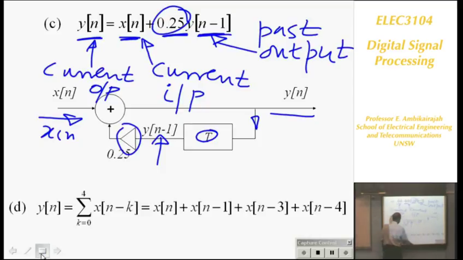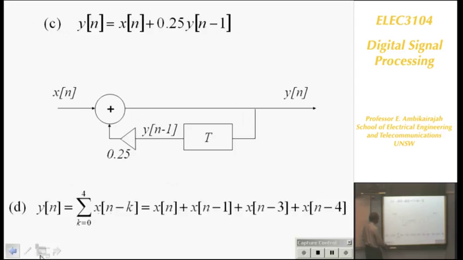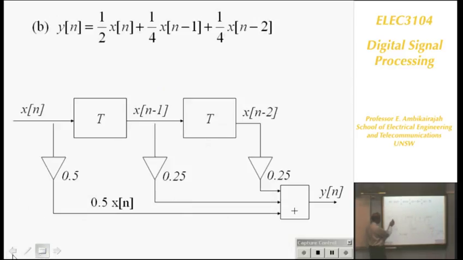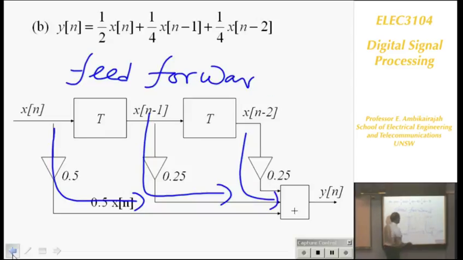And you see the difference between these two equations. If you go back one slide, tell me the difference between this equation, this block, and this block. If you go back to this one, everything is feed forward. You see, everything is going this way. So add them together. This is called a feed forward system. Everything is feed forwarding. That means a feed forward system would have only current input and past input.